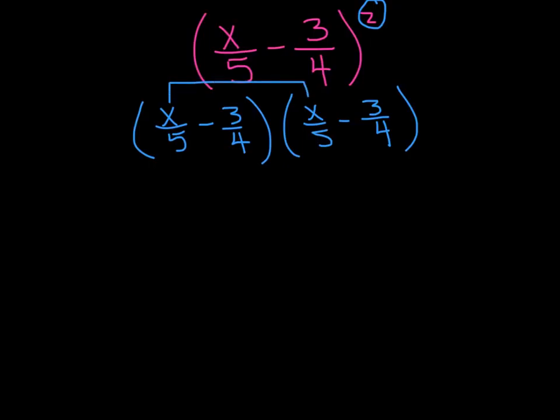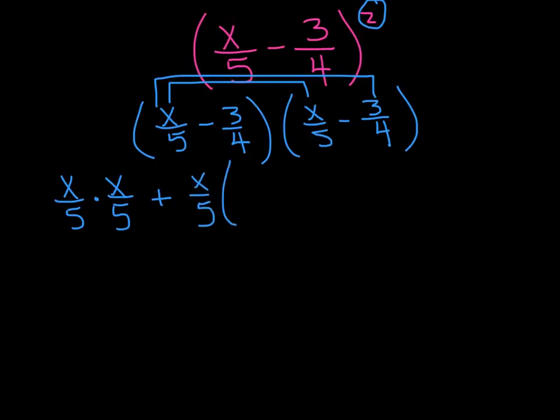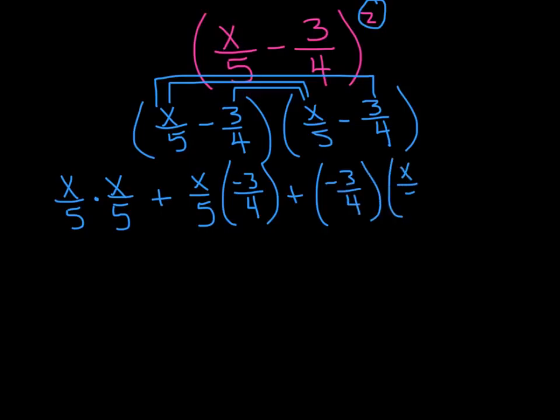You'll feel a lot better by the time we're done. Let's say first times first. So that's x over 5 times x over 5. Then we'll come back and talk about that there in a second. Outside means we've got to multiply those two terms. So I've got x over 5 times negative 3/4. I just like to move the negative right to the numerator there. Inside terms, so I've got a negative 3/4 times x over 5. And then last two terms there. So I've got a negative 3/4 times another negative 3/4.